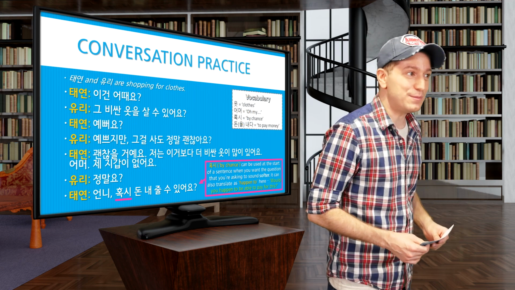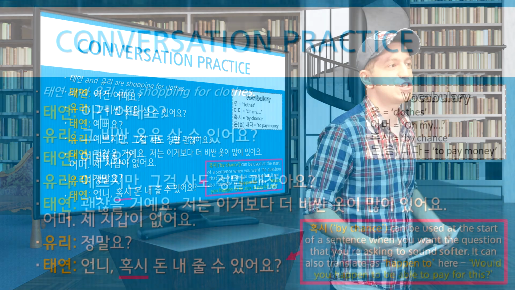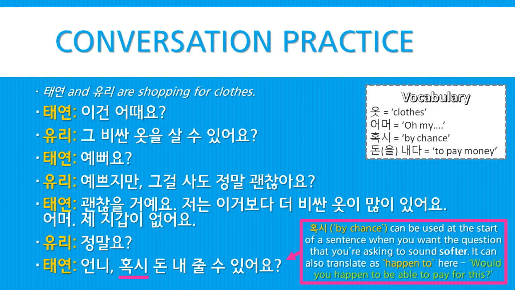So here there are two people, 태연 and Yuri, and they're both going shopping. First, 태연 says, 이건 어때요? How is this? Or how about this? 그 비싼 옷을 살 수 있어요? Can you buy those expensive clothes? 예뻐요? Are they pretty? 예쁘지만 그걸 사도 정말 괜찮아요? It's pretty, but is it really okay even if you buy that? Or can you really buy that?